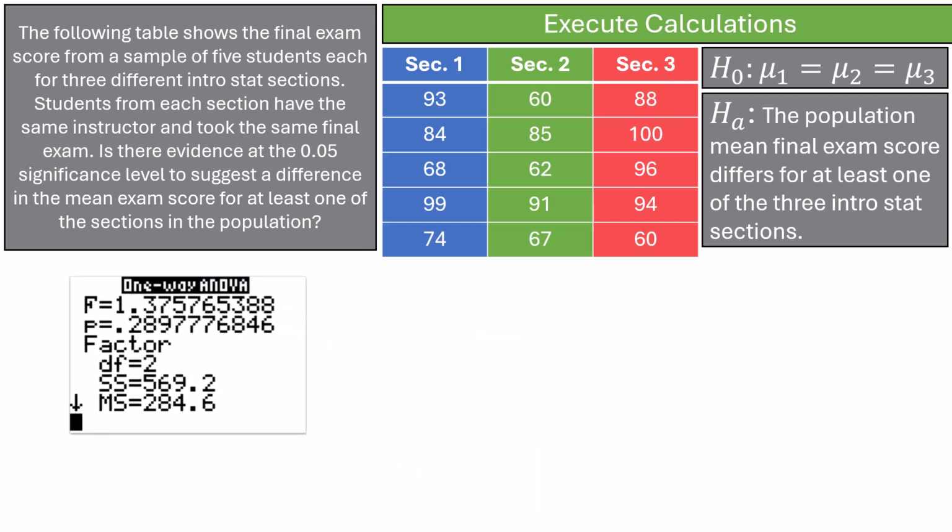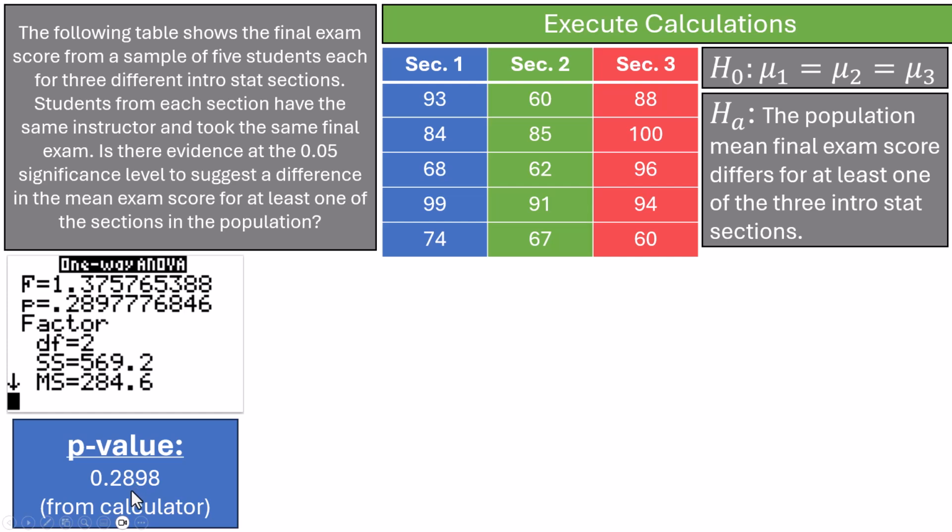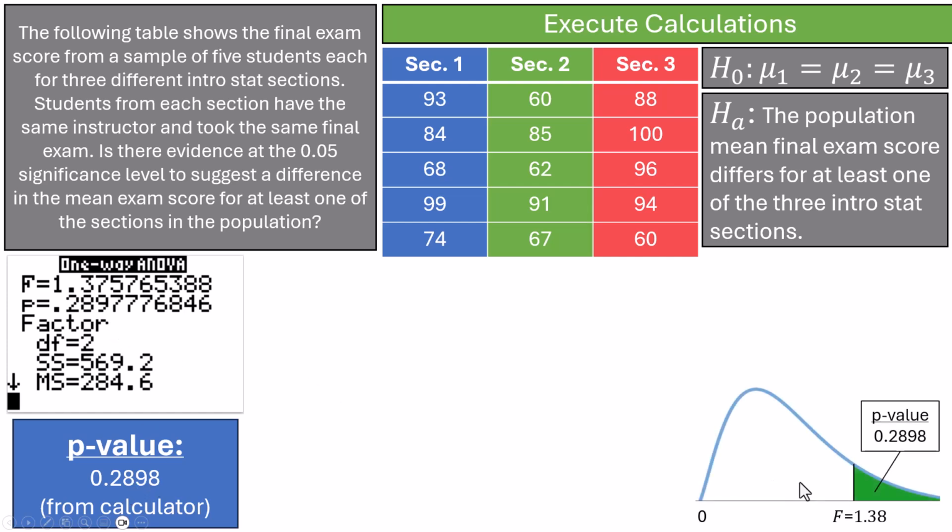So let's go ahead over here, and the p-value is really the only thing that we need to worry about if we're doing the calculation this way. So the p-value was 0.2898, rounded to 4 decimal places, and technically that's the right tail p-value in the F distribution, to the right of F equals 1.38. Not as important that we think about that or draw that out for this type of problem, but when we do the ANOVA table in a minute, we will need to think about this in terms of the distribution a little bit more.